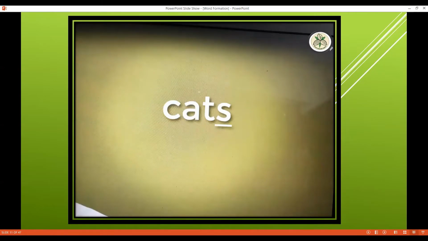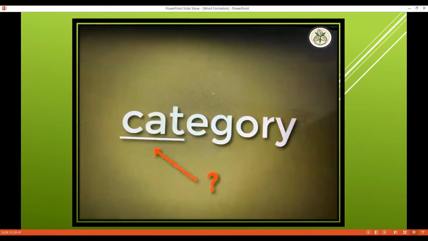Let's take another word. How about category? Now, category has just one morpheme. Don't be fooled by the size of the word. Category cannot be broken down into any smaller meaningful bits.